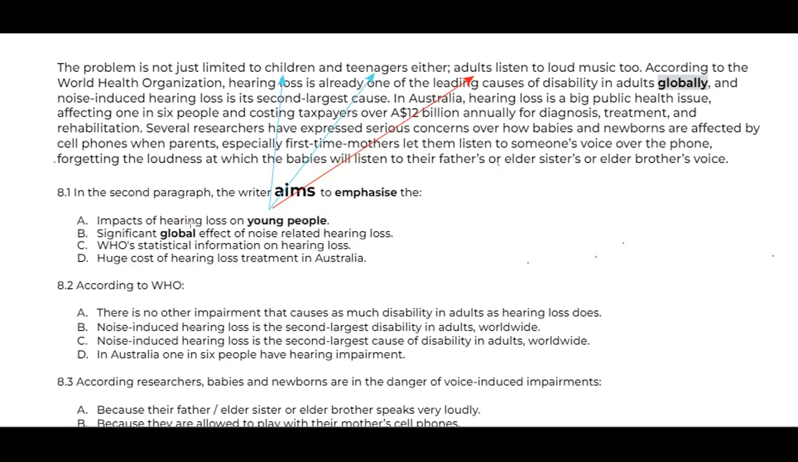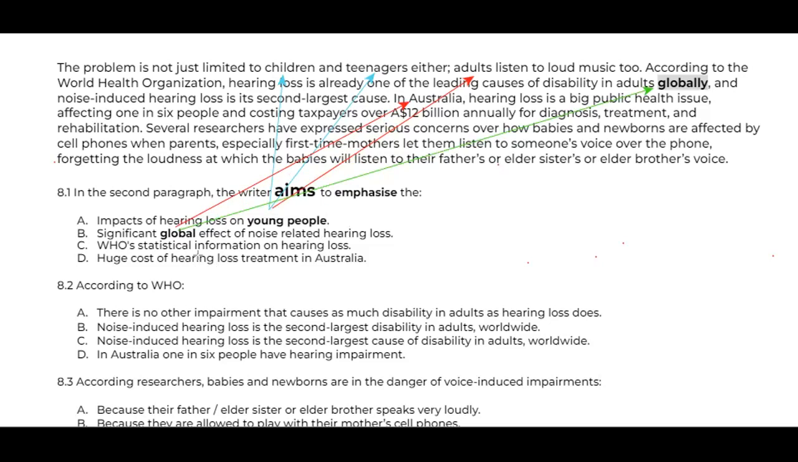globally is here, then what about Australia? Australia comes, and Australia is not global. Australia is just a single country. So that cannot be global. So this is how some people find their answers. I hope you are getting it.